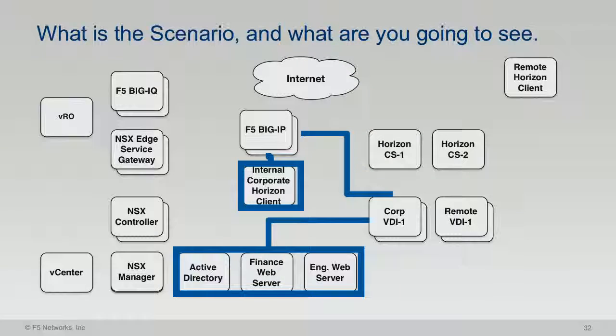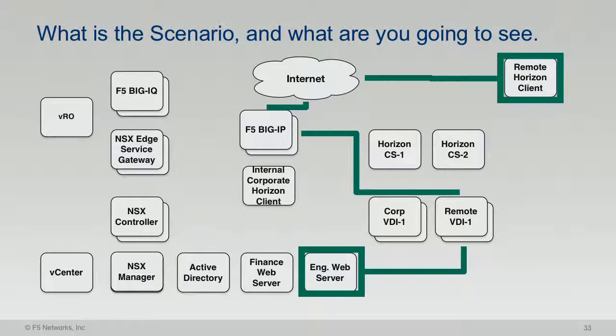So again, we take a look at our diagram. What are we going to see here? Two different scenarios. We're going to show you a local client, what the internal users have been doing all along, that they've been able to connect through the BigIP, talk to their corporate desktop pool, and they can get access to any of the resources that they need within the company. We'll then take a second look at what it means for a remote user to connect to this environment, what that remote engineering user's experience is going to be.